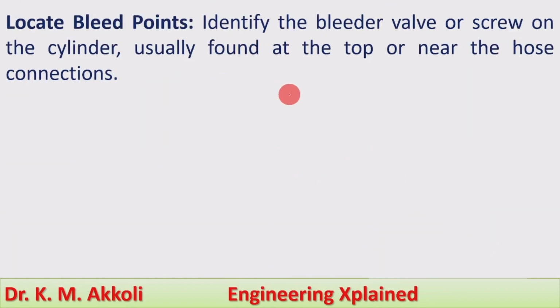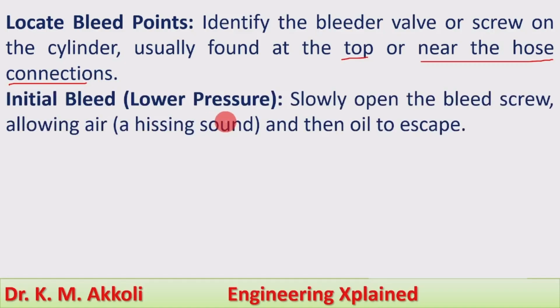Then locate the bleed points. Identify the bleeder hole or screw on the cylinder, usually found at the top or near the hose connections. It may be present at the top of the cylinder, or near the hoses connected to the inlet or exit ports. Near those, the bleeder valve or screw will usually be present.